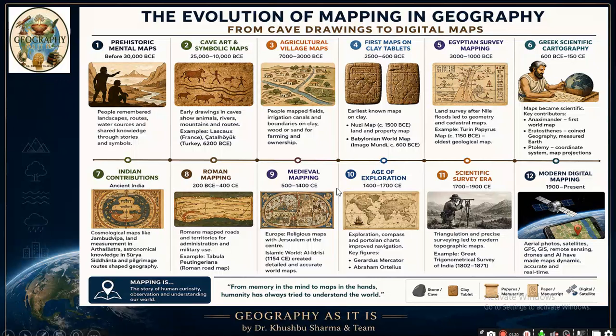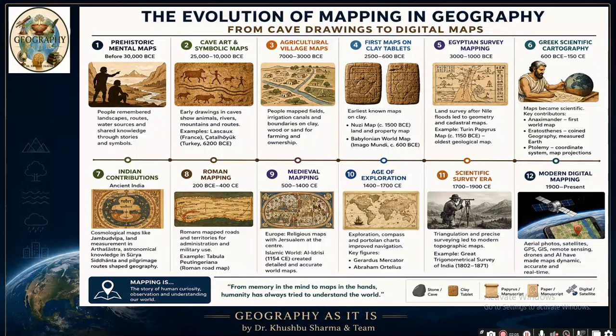When you see the history of mapping, there was a prehistoric time in which mental maps were there. Usually people used to remember the landscapes and routes, and used to describe them through symbols or stories. Then these maps were transferred to cave art, then there were agricultural village maps. Then you can see maps on clay tablets and rock tablets. Then Egyptians contributed much in mapping and survey. The Greeks were among the prominent cartographers.